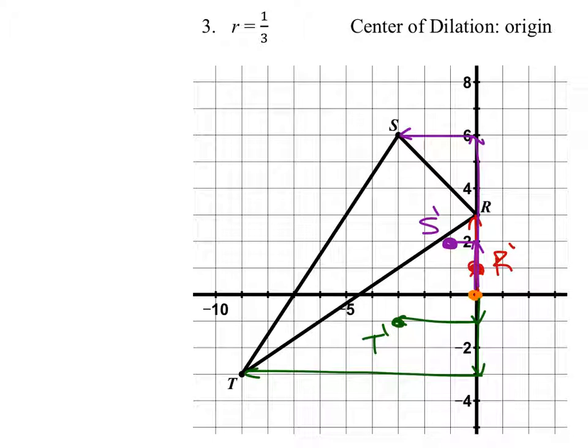So this is good. All we need to do is connect the points. Be careful because in the other class they were kind of connecting it to the origin, which is just the center of dilation. It's not actually a point on the shape. And now we have a shape with 1/3 of the side lengths of the original.